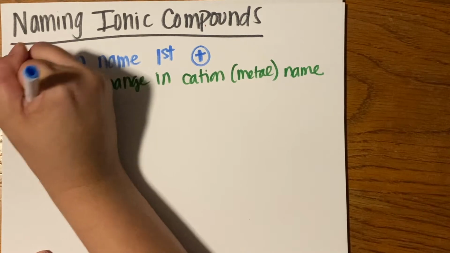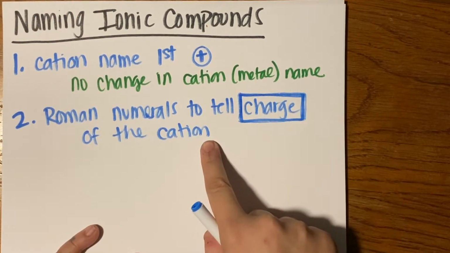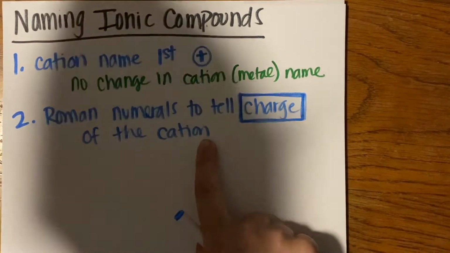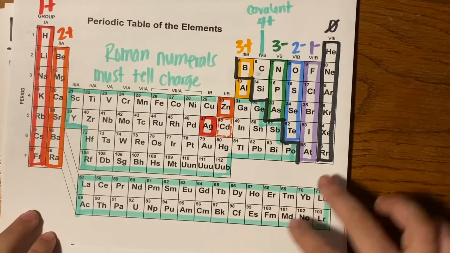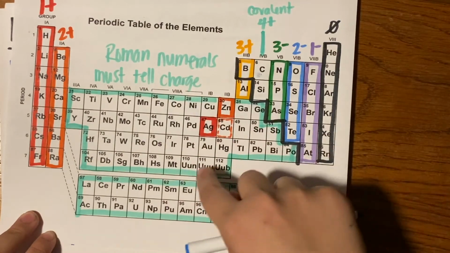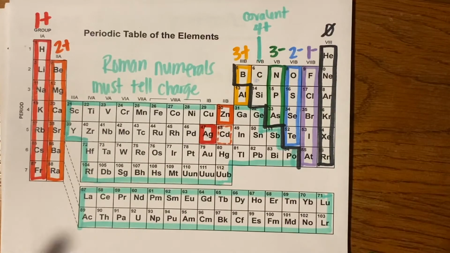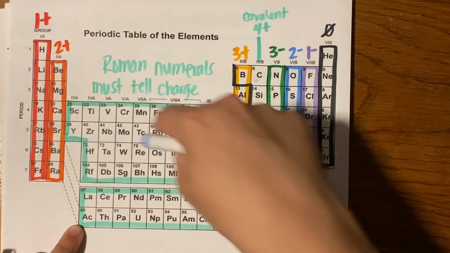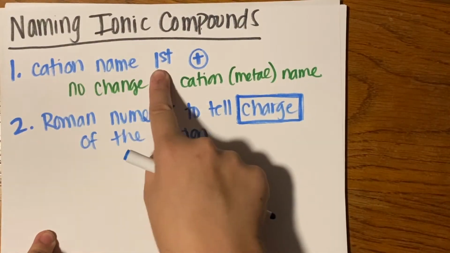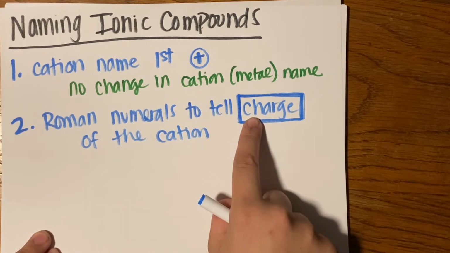Rule number 2, okay, you add Roman numerals to tell the charge of your cation. Your cations are metals, right? Most metals fall within this transition and intertransition section. You need to tell what charge they have. So you're going to list the name of the metal, like iron, magnesium, tin, whatever the name of the metal is, right? That's the cation name. Then in parentheses, you're going to put Roman numerals to tell me the charge, okay?